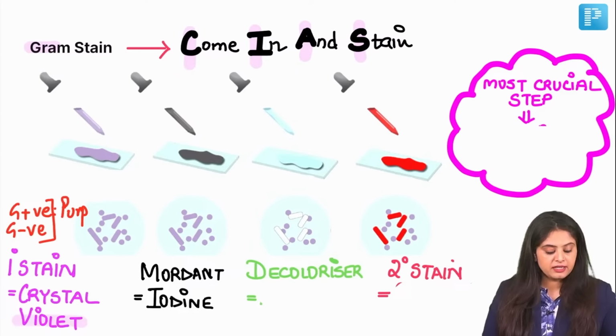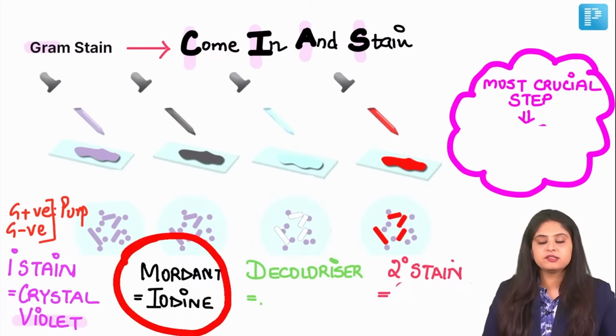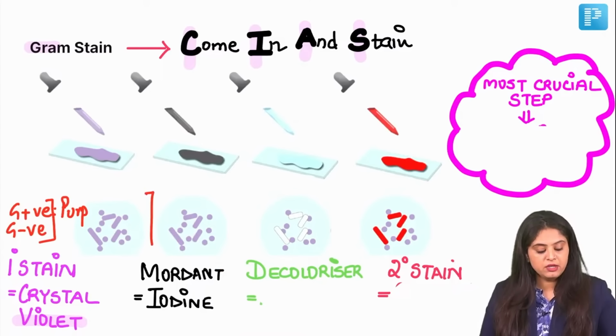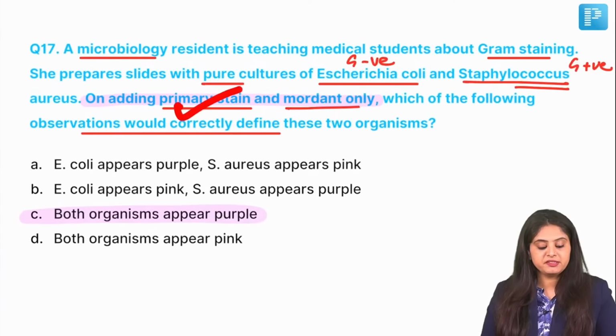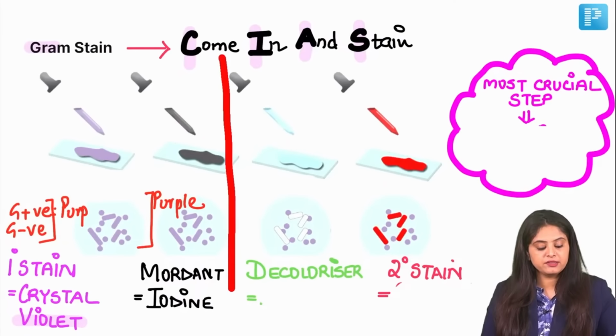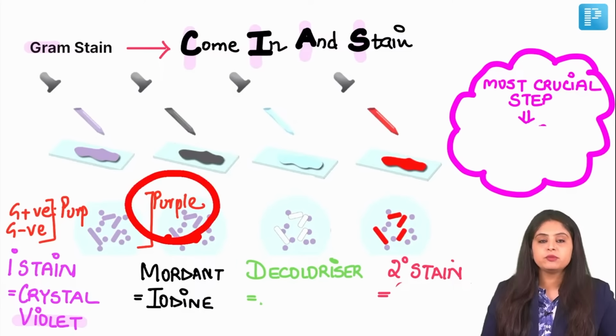After that you will add iodine. Iodine is what? Iodine is the mordant. It fixes the stain, so here also both of them are still going to be purple, and that is what I told you, that you have done up to here. You have added the primary stain and mordant only. Now both the organisms at the end of this stage are going to be purple only.